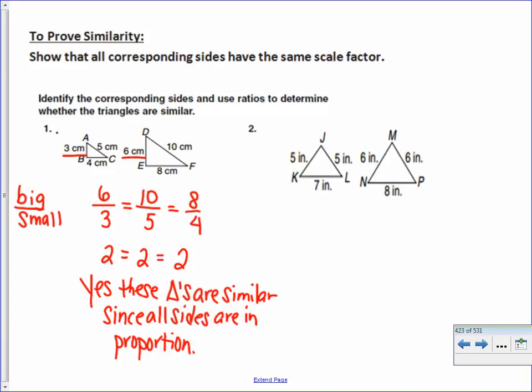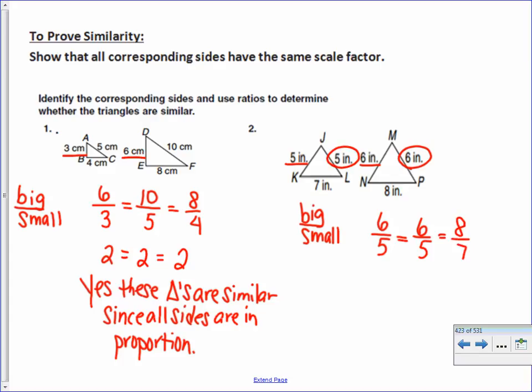Let's take a look at number 2. I'm going to do the same thing. Big over small equals big over small. So just make sure that you're using the corresponding sides. I'm starting with the 6. 6 corresponds to the 5. Does that equal the 6 over the 5 for the next 2? Those two correspond. Equals 8 over 7.